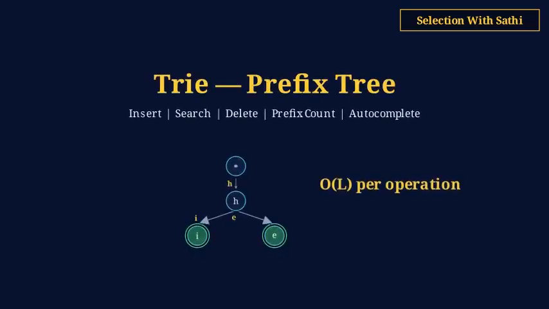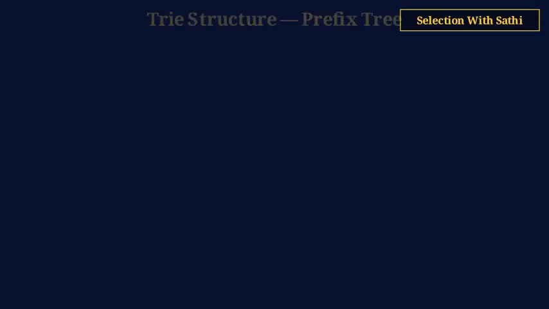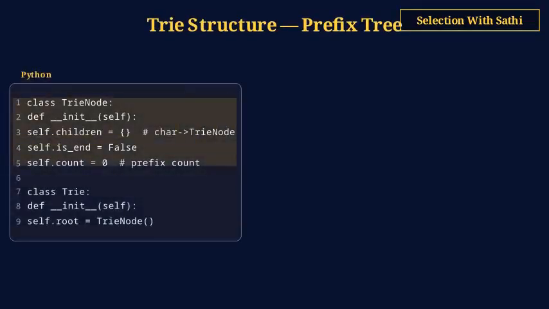Today we will master tries, also known as prefix trees, with code on screen. A trie is a tree-like data structure that stores strings character by character. We will cover the trie structure, insert, search, delete, prefix counting and autocomplete. This topic is important for GATE CSE, placements, and coding interviews. Let us begin. Let us start with the trie structure.